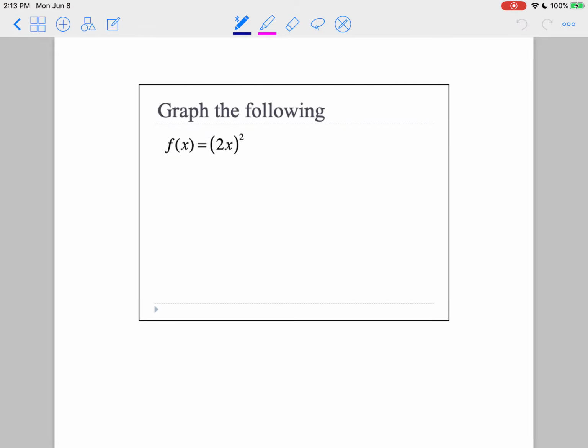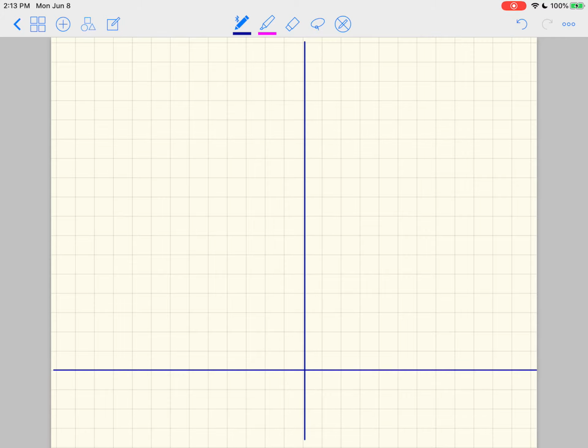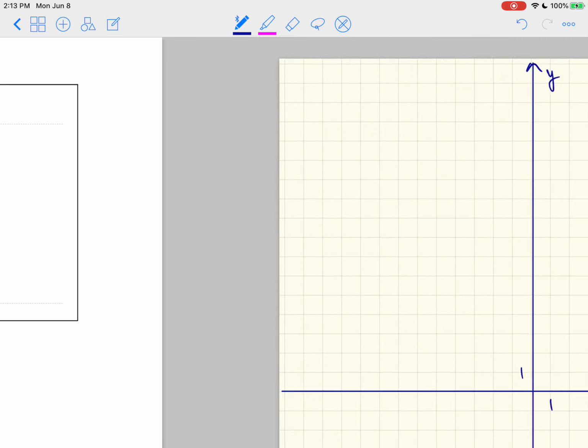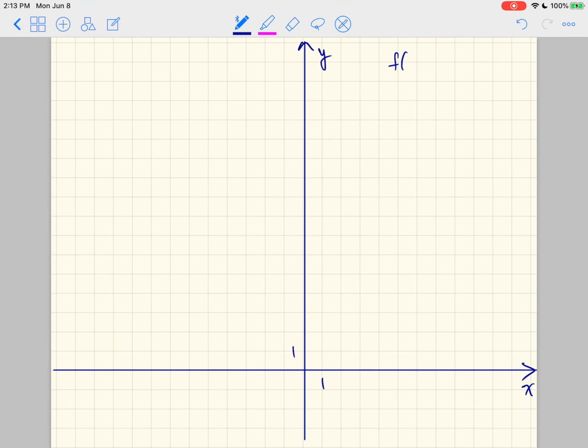So let's look at this. We're going to do this with a quadratic. Again, we should know what the parent function of a quadratic looks like. I'm going to keep my scale 1 in both directions. Okay, so we have f of x is the quantity 2x squared. So this 2 is inside, which means it affects horizontal movements, and it's going to be the opposite of what you see is what you get.